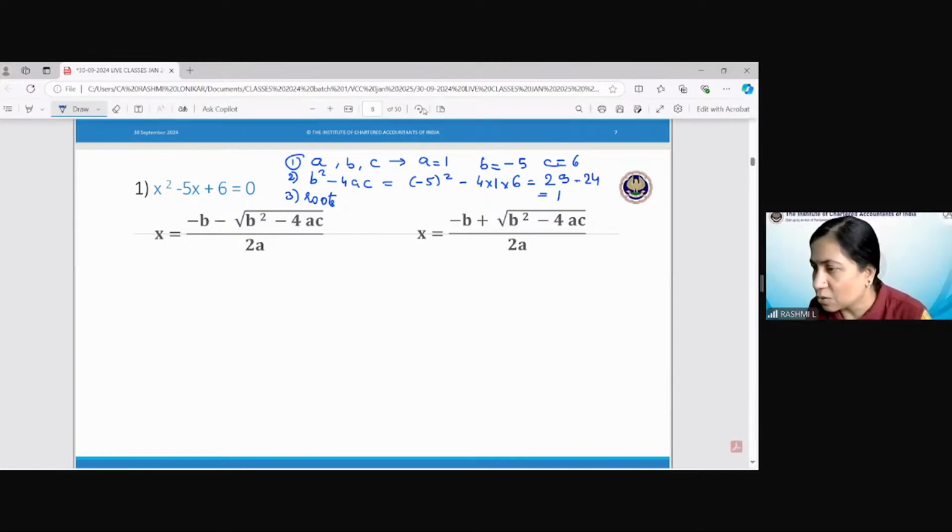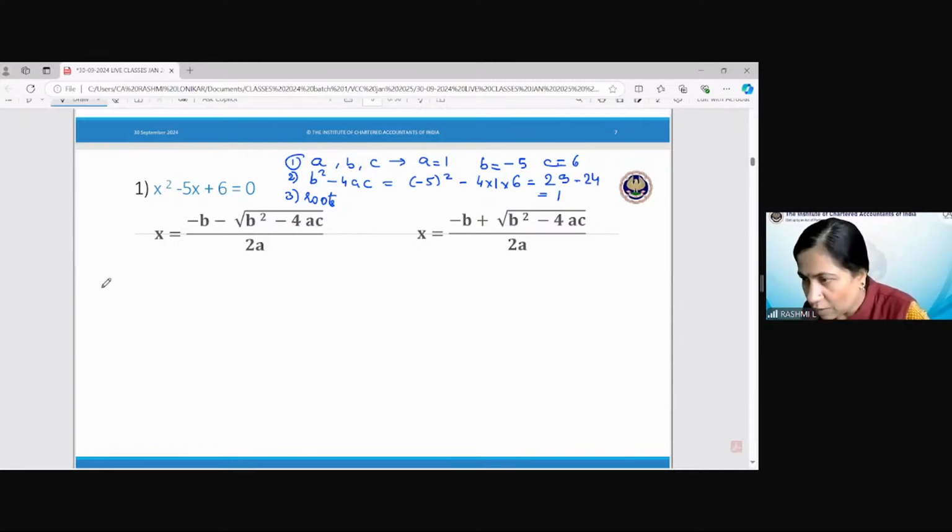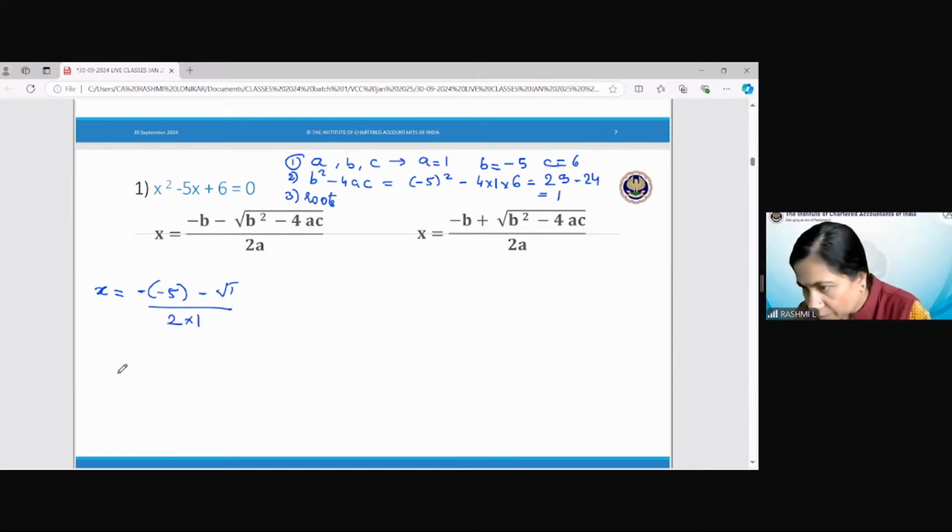Okay, so let us see. So here what will happen, x is equal to minus b. b is how much? -5. So minus of -5 minus square root of b square minus 4ac, I know is 1. So square root of 1 upon 2 into a. A is how much? 1. So this is how much? Minus minus plus 5 minus 1, because square root of 1 is 1, upon 2. So this is how much? Plus 5 minus 1 is 4. 4 upon 2 is 2. So what is the root, or what is one value of x, is 2.